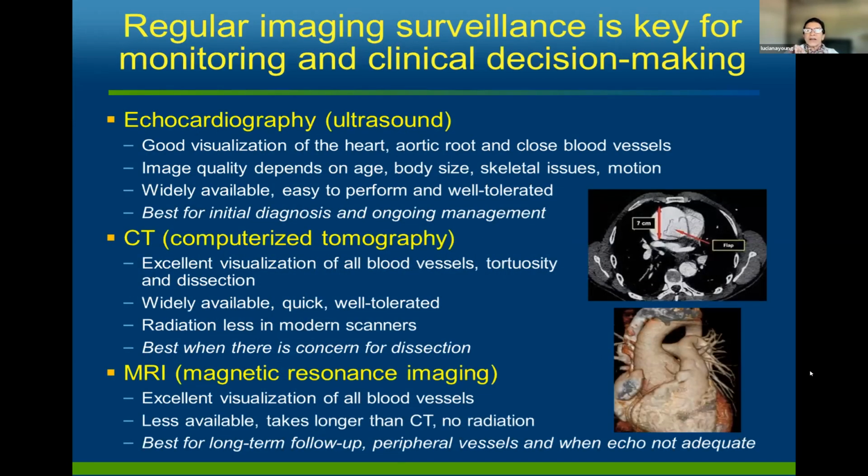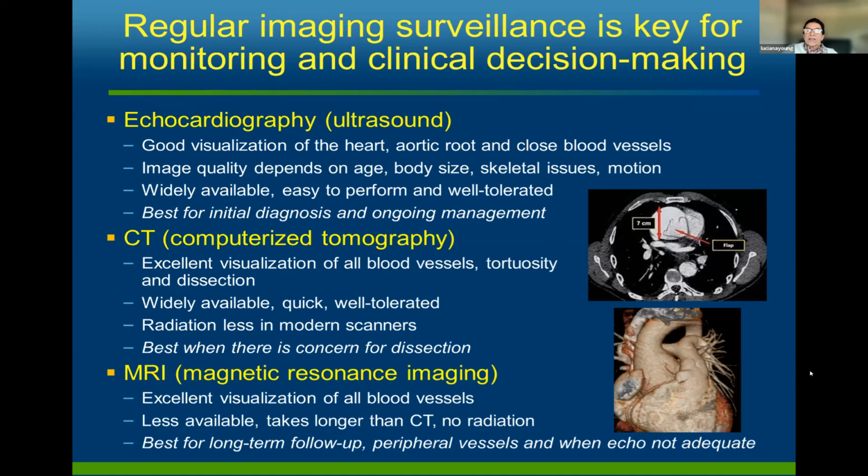So regular imaging surveillance is key for monitoring clinical decision-making in individuals with aortopathies. Typically, echocardiography is a really good tool for following individuals on a yearly basis or every 6 months, depending on the severity of their findings. Echo gives us really good visualization of the heart, the aortic root, the blood vessels that are close to the heart. The image quality, however, depends on age, whether the patient is cooperative or not in the pediatric population, body size. Sometimes pectus abnormalities of the chest wall can have an effect on the image quality, as well as motion.